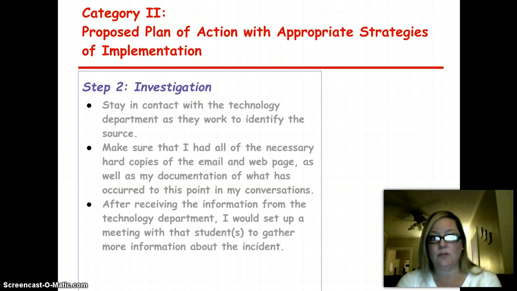Also, after receiving the information from the technology department, hopefully they had been able to identify the source of the email, and then I would set up a meeting with that student or students, depending, to gather more information about the incident.